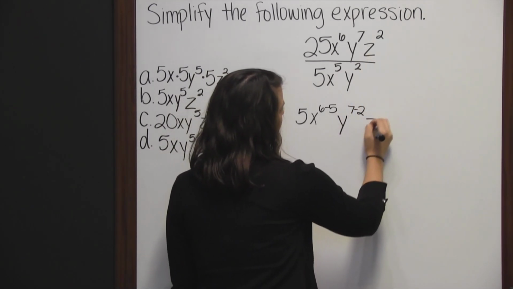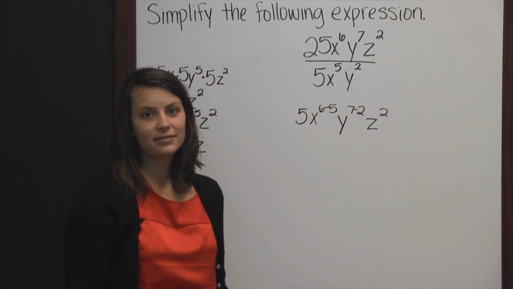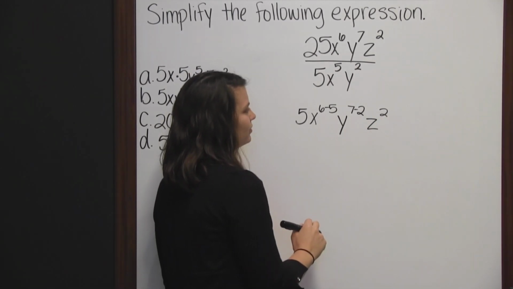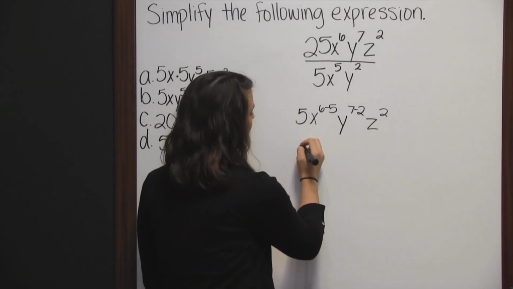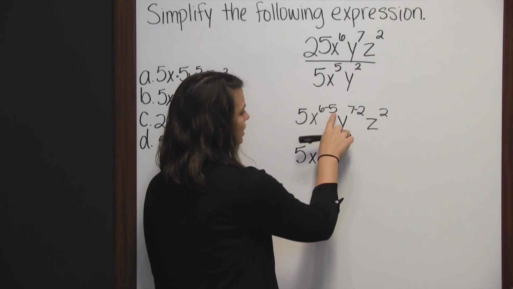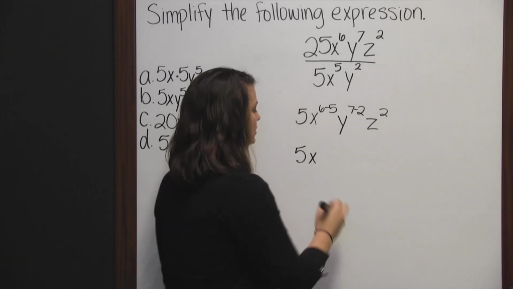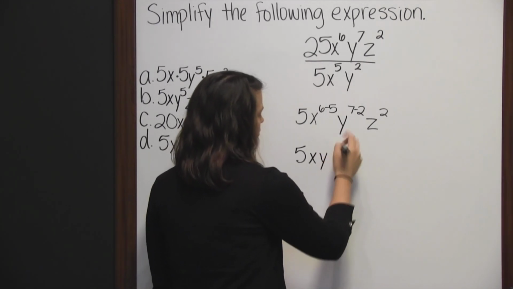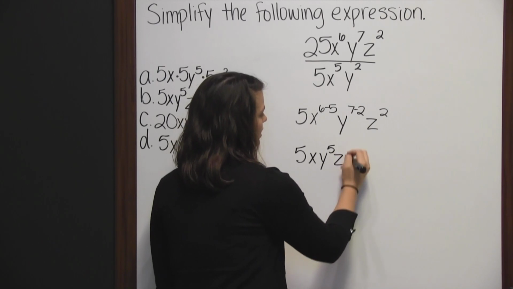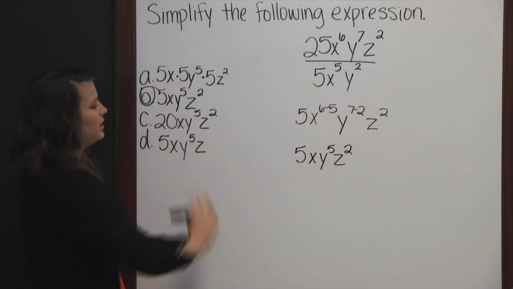And then finally we have z squared, which isn't being divided by anything in the denominator, so it just stays as z squared. So now when we simplify, we have 5, x to the 6 minus 5 is 1, x to the first is just x, y to the 7 minus 2 is 5, z squared. So our answer is B.